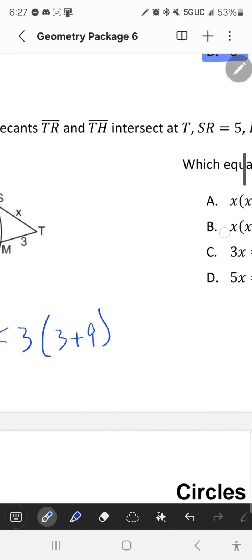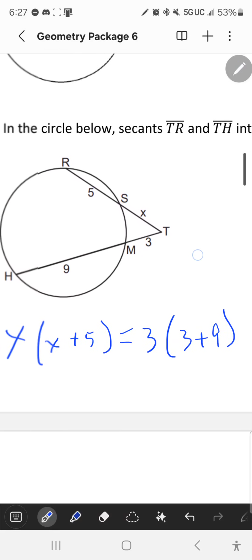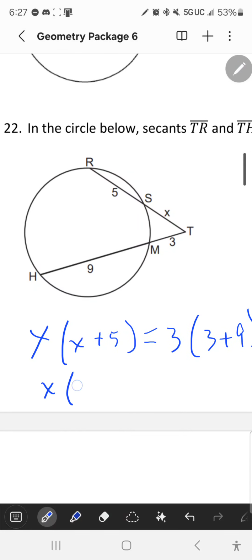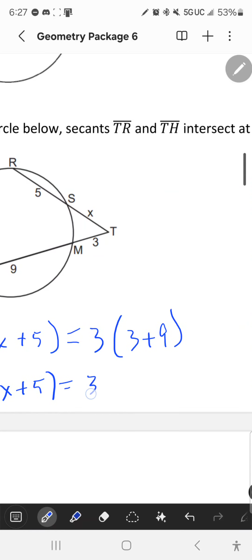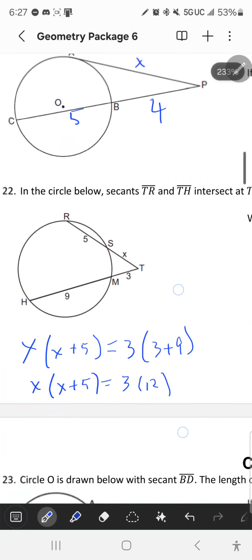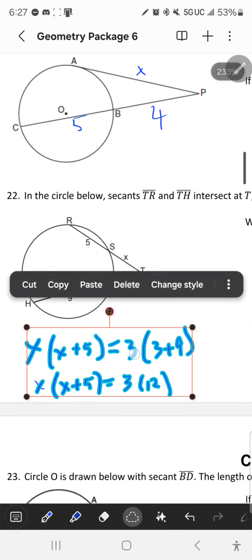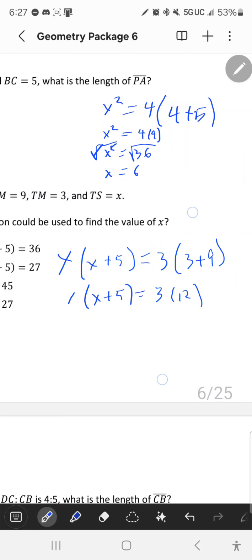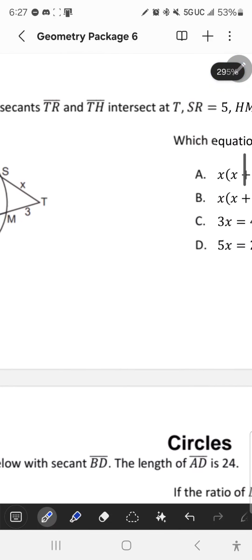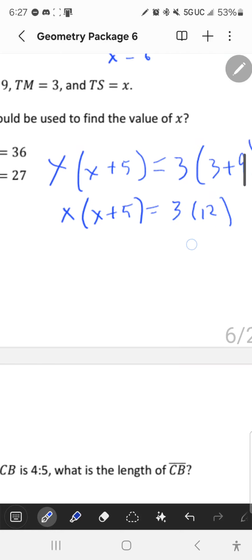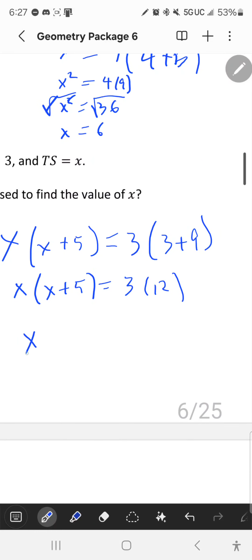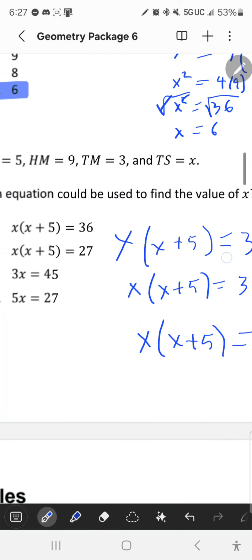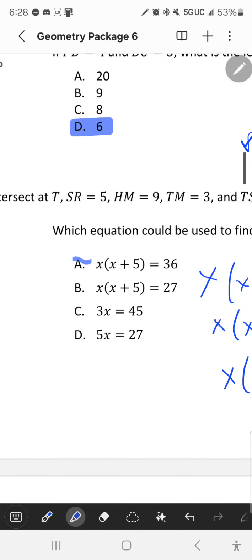So let's see. We have x times x plus 5 equal 3 plus 9, which is just 12, so 3 times 12. Let me write it here at the side so I can write it better. 3 times 12 is 36, so it will be x plus 5 equal 36, which is option A.